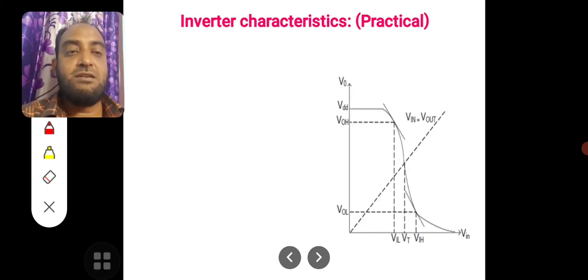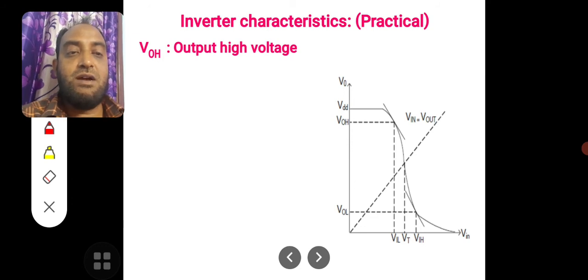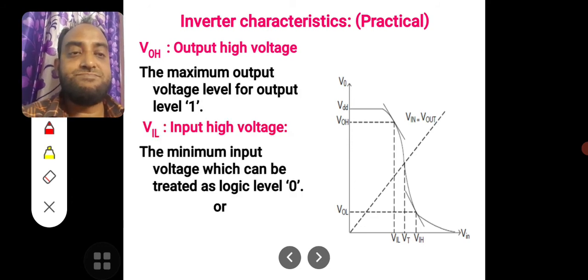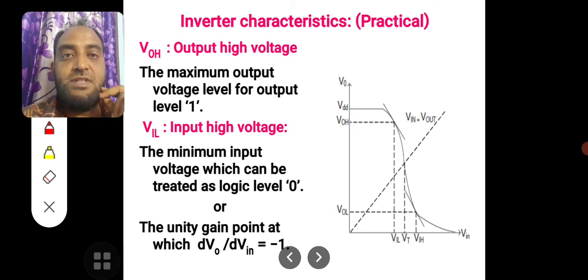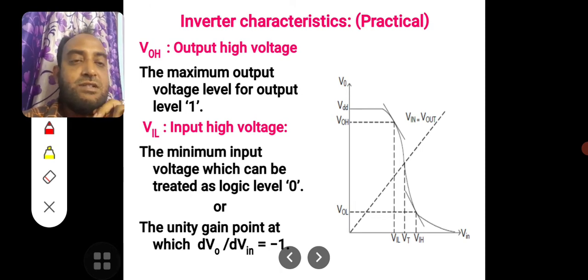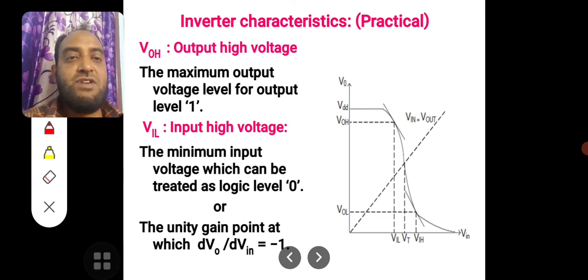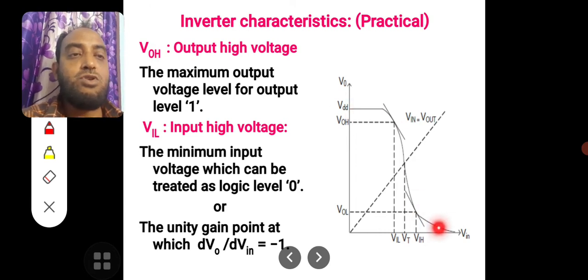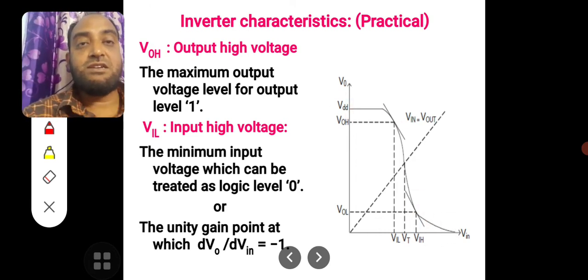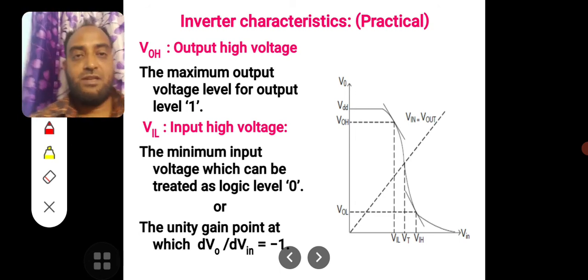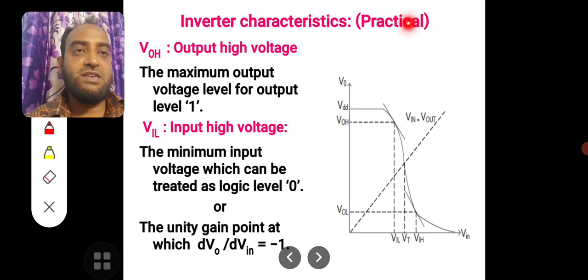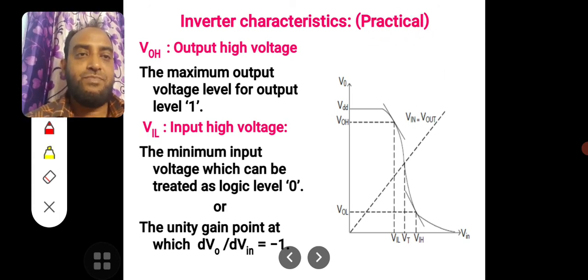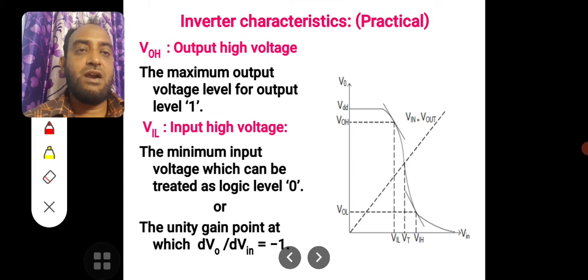But practically, it is not similar to the ideal curve. There is a lot of difference between the ideal and practical transfer curves of an inverter. Both of these curves are called the transfer characteristics of an inverter. Now if you see the practical characteristics, when the input is low, as we discussed, the output will be high.